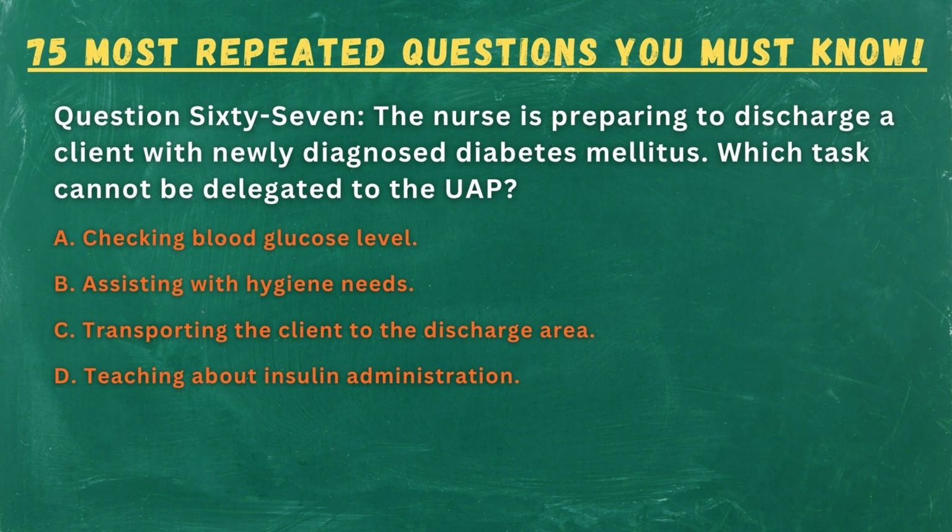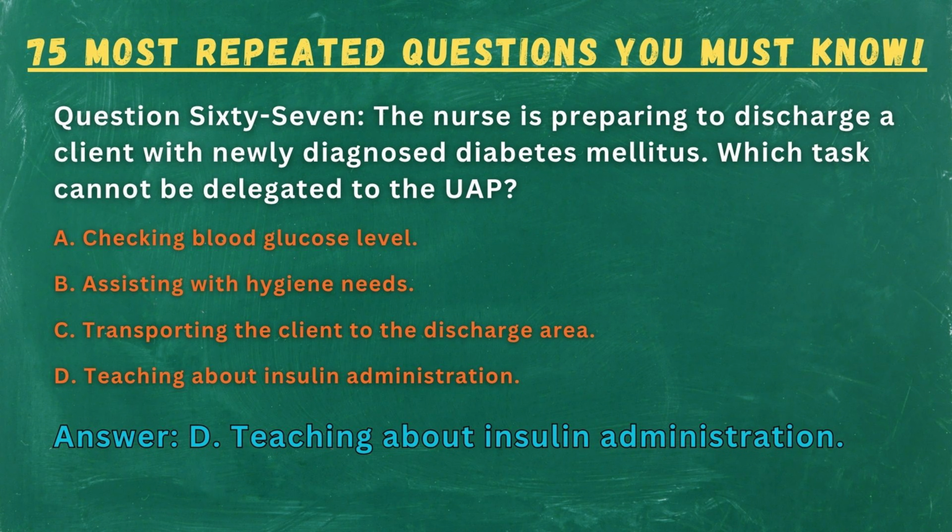Question 67. The nurse is preparing to discharge a client with newly diagnosed diabetes mellitus. Which task cannot be delegated to the UAP? A. Checking blood glucose level. B. Assisting with hygiene needs. C. Transporting the client to the discharge area. D. Teaching about insulin administration. Answer: D. Teaching about insulin administration.